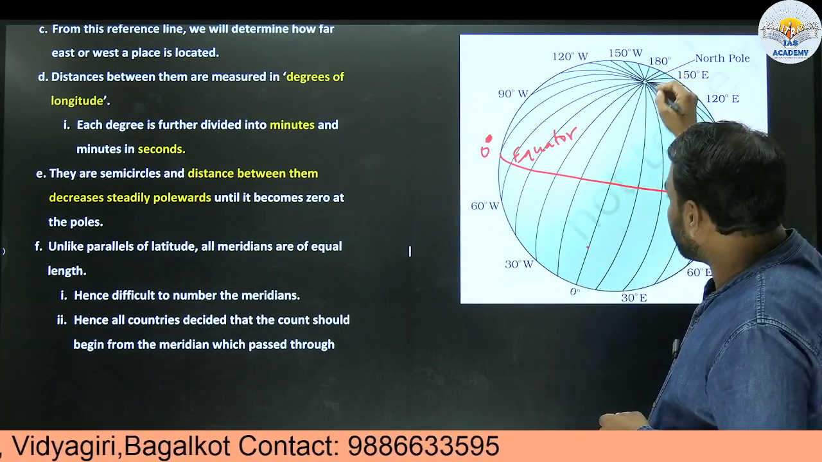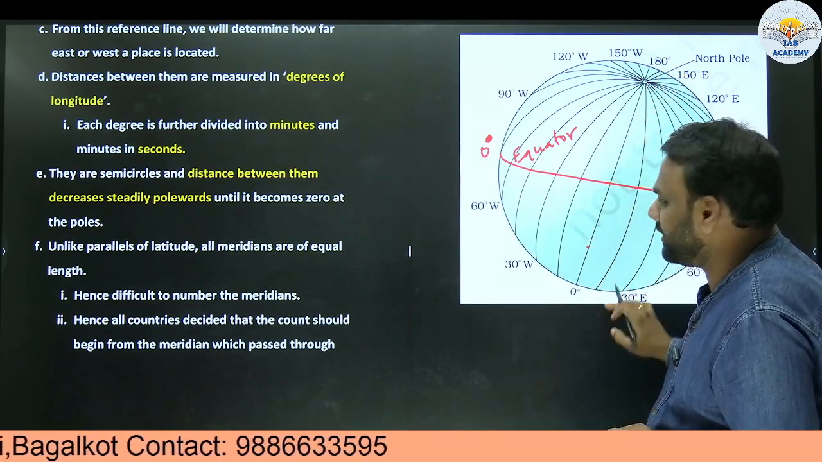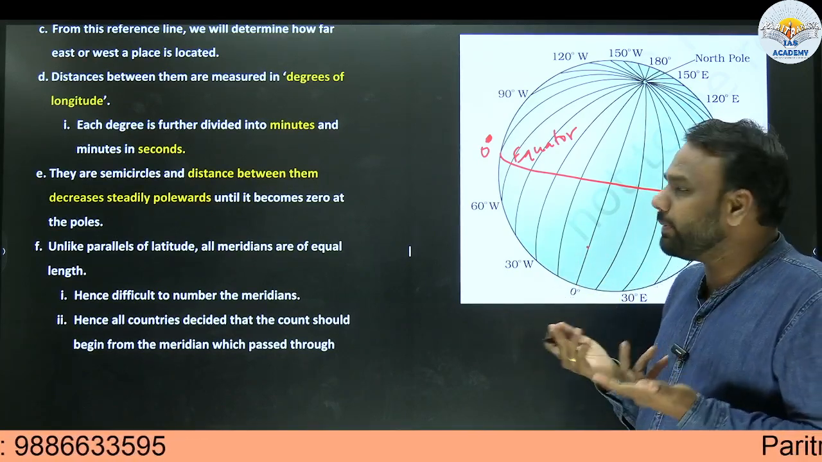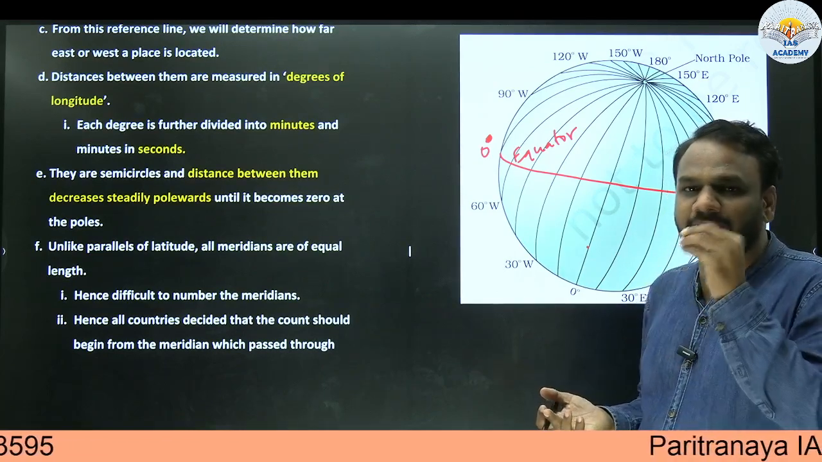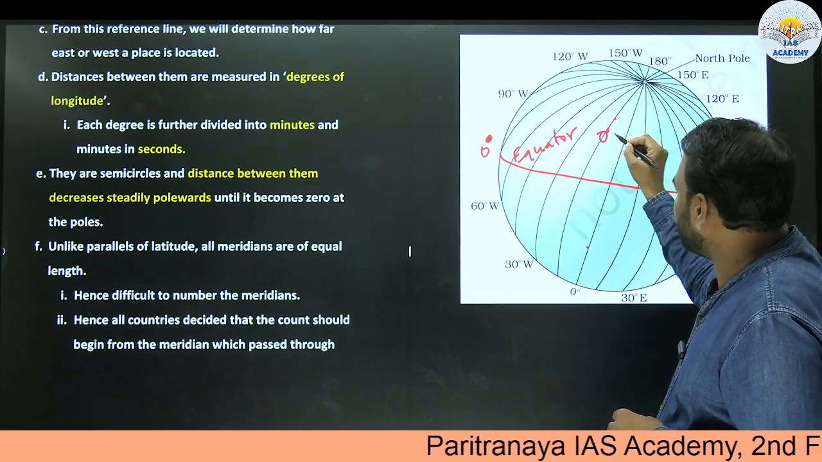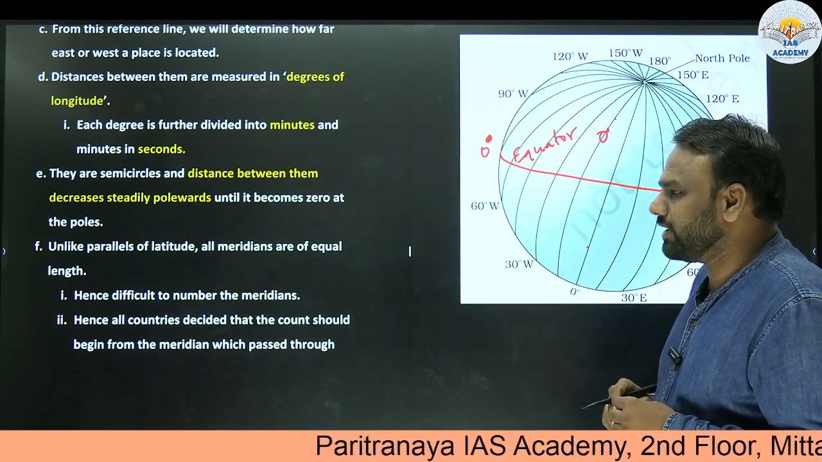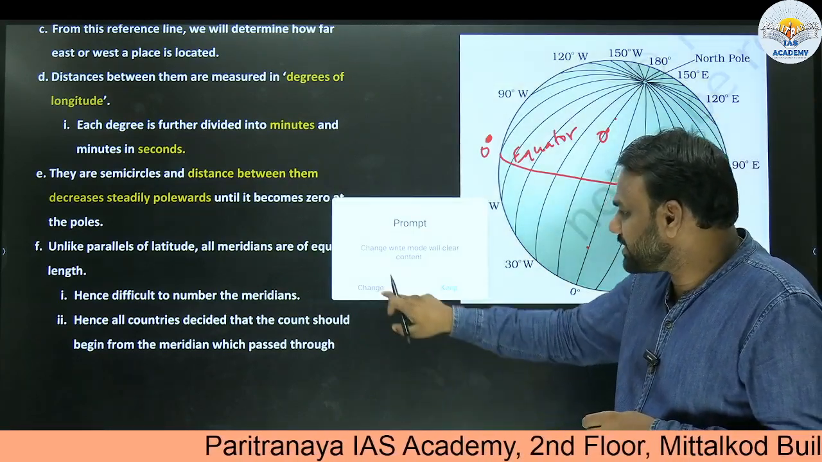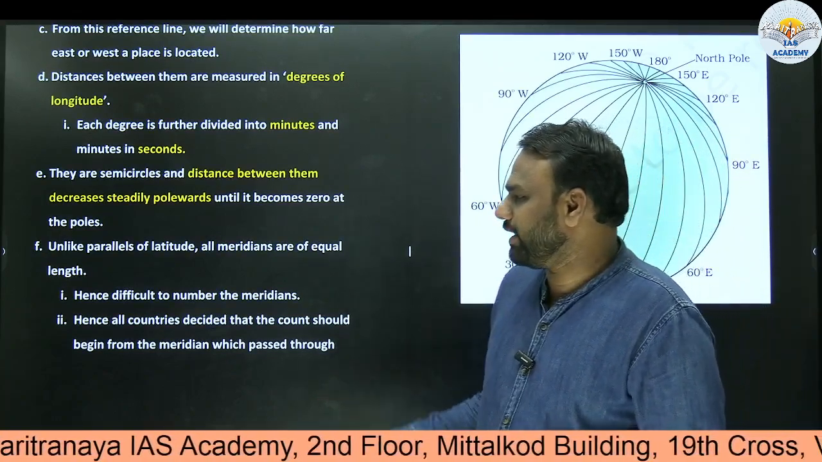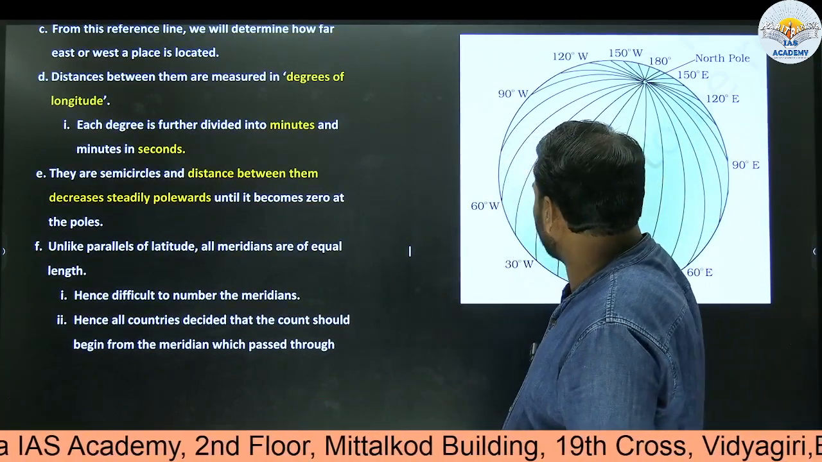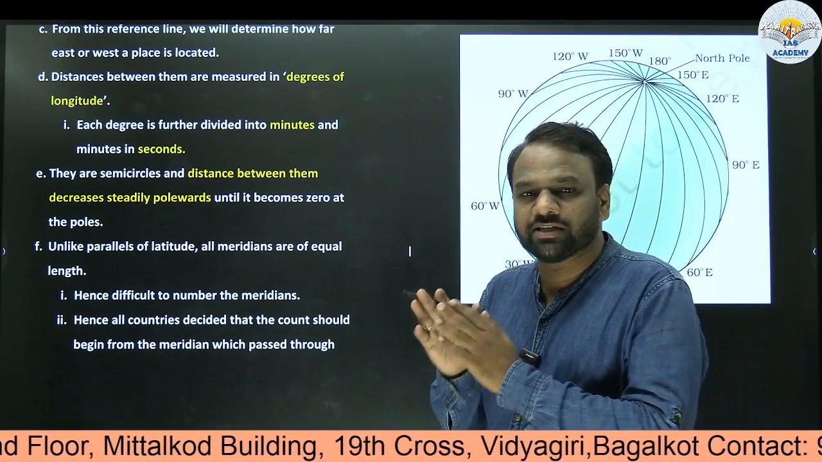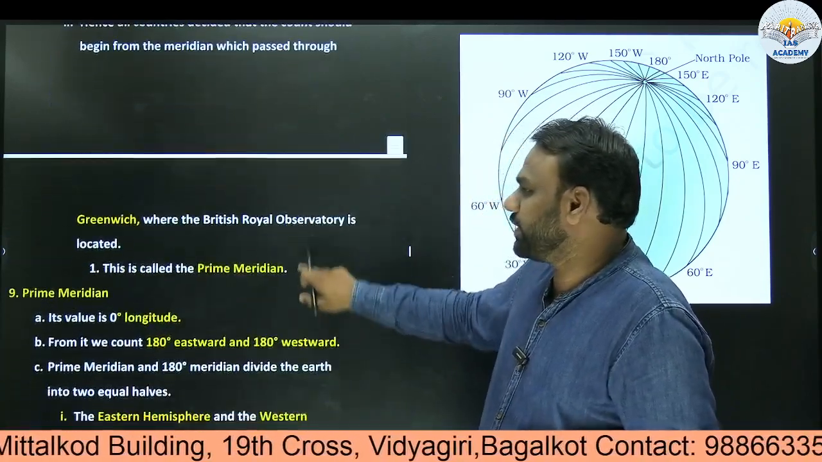But when it comes to longitude, all meridians are of equal length. Hence, if you want a reference line, it is difficult to start. Otherwise, we have to assume one line as a reference line, call it 0 degree, and then start counting. Hence, to overcome this difficulty, all the countries came together and agreed that we should fix one line as a standard line and consider it as 0 degree.